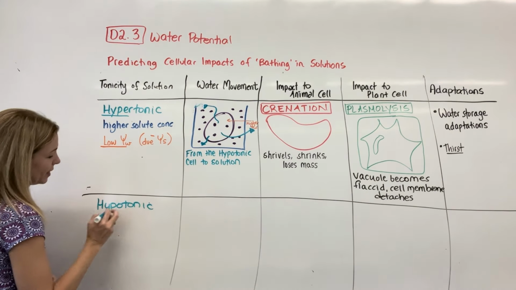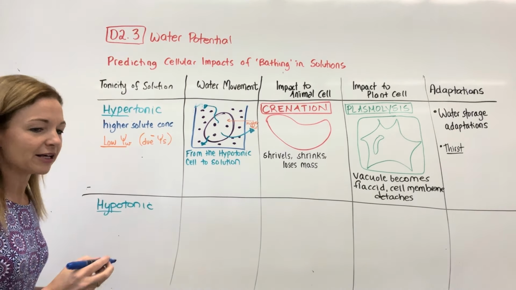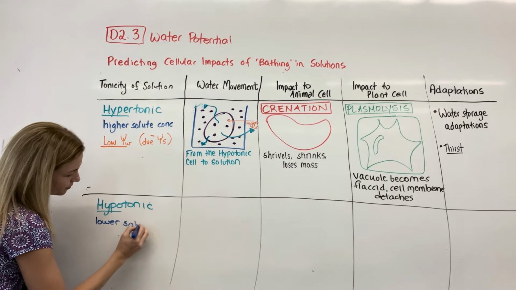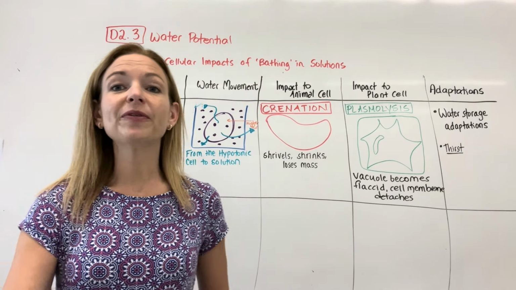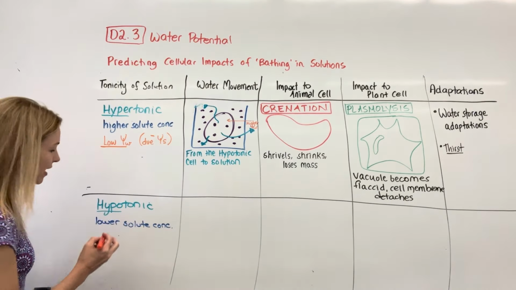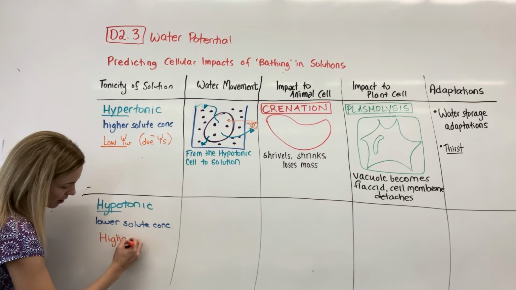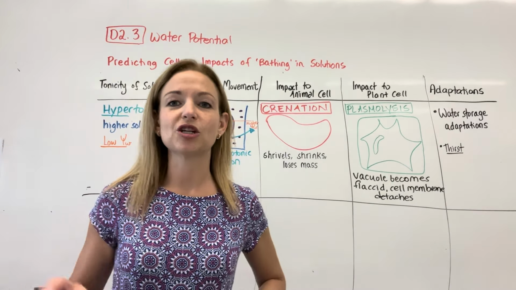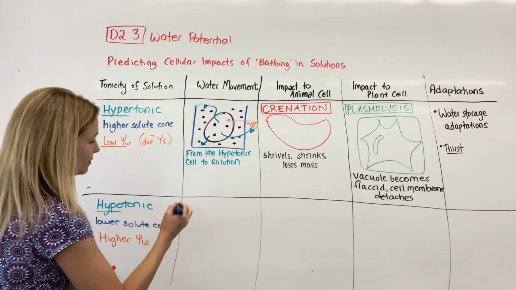And hypo means low. So a hypotonic solution is one that has a lower solute concentration. And so again, in our HL terms, if it has a lower solute concentration, it will generally have a higher water potential. And the reason it's going to have the higher water potential is because its solute potential is not going to be as high. All right, so now let's look at what would happen.